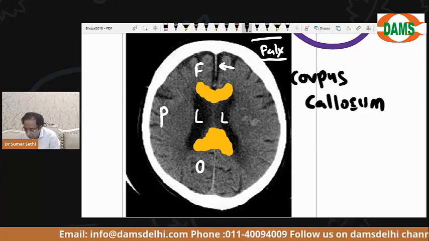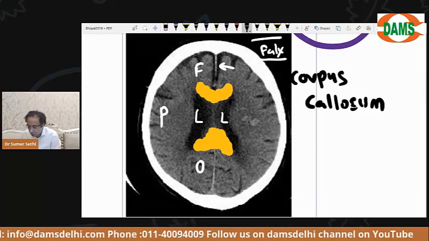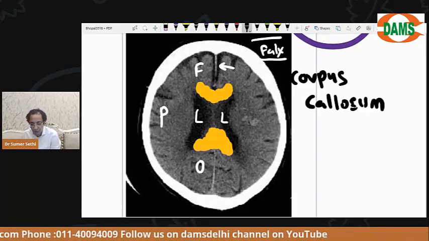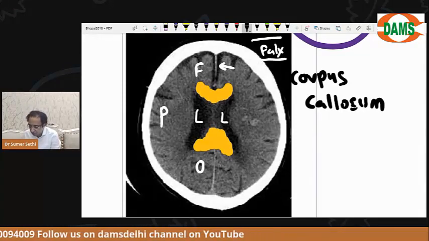That is your corpus callosum. Are you clear with this? So that is your corpus callosum. That is where you find the corpus callosum.